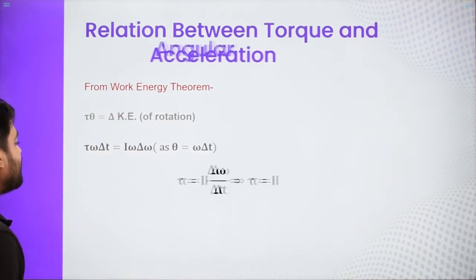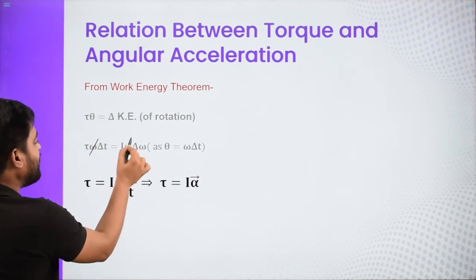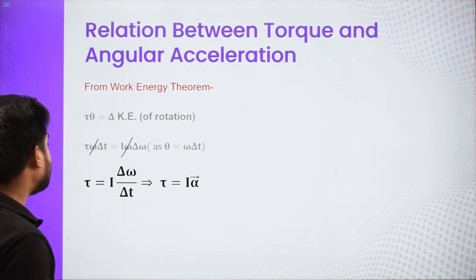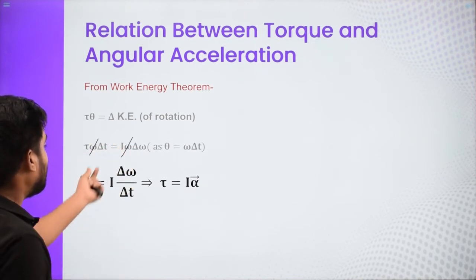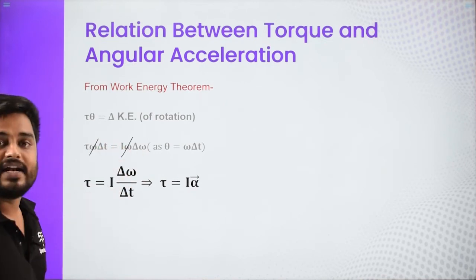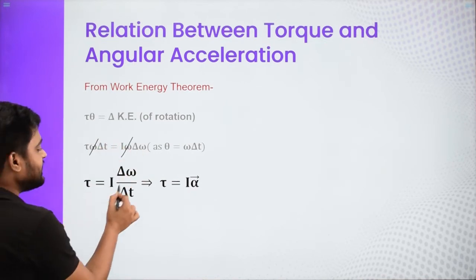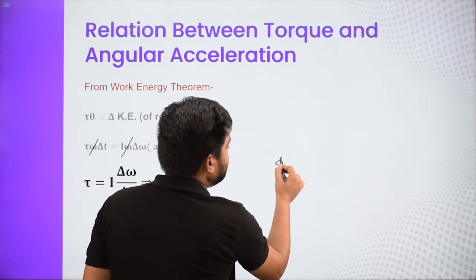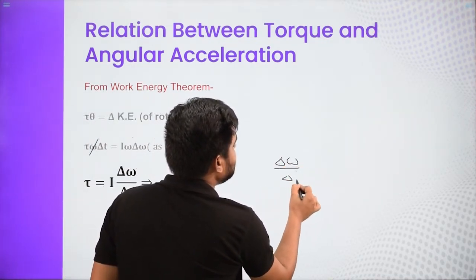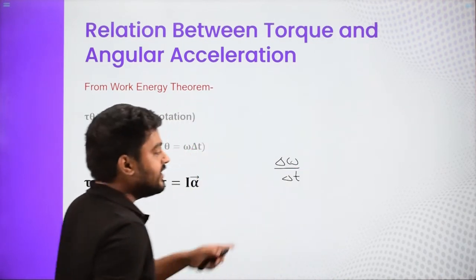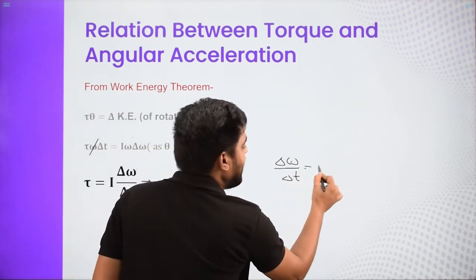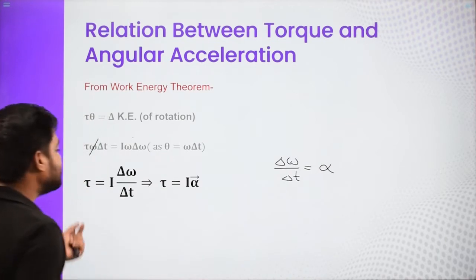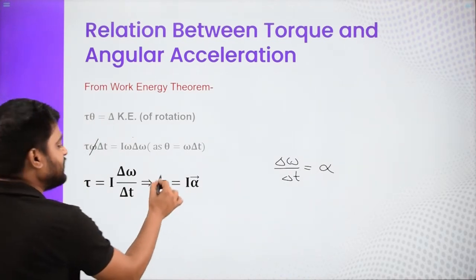When we keep it over here, we can cancel the omega from both sides, and then we get torque is equal to I delta omega divided by delta t. Now what is delta omega by delta t? Change in angular velocity divided by time taken. Isn't that our angular acceleration alpha? So this gives me alpha. So torque is equal to I alpha.